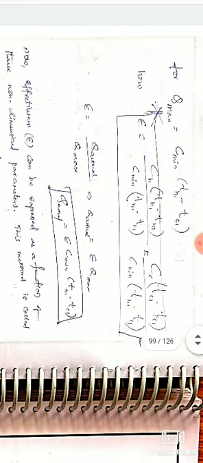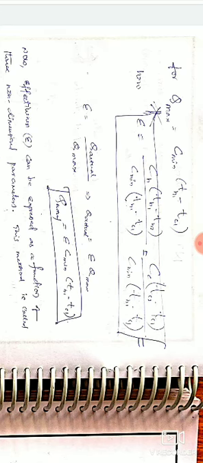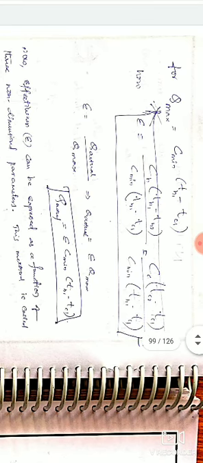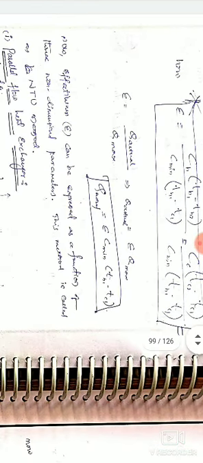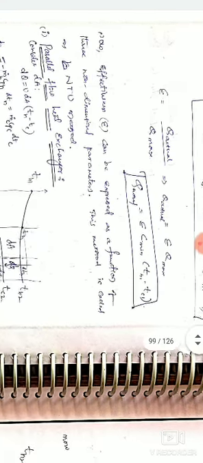Now effectiveness is given according to this formula, that is Q actual by Q maximum. Q actual is CH into TH1 minus TH2 by C minimum into TH1 minus TC1, and in terms of cold fluid heat exchange between the cold fluid, it is CC into TC2 minus TC1 by C minimum into TH1 minus TC1, and effectiveness is calculated by using this formula.